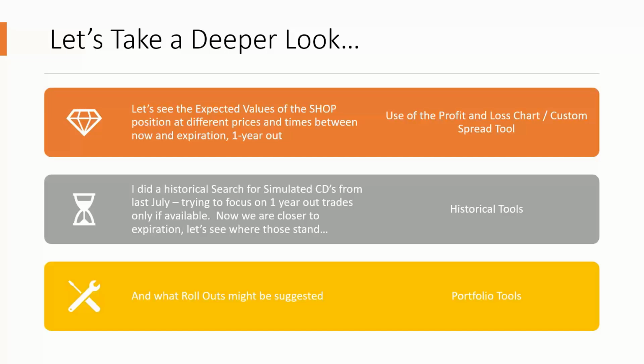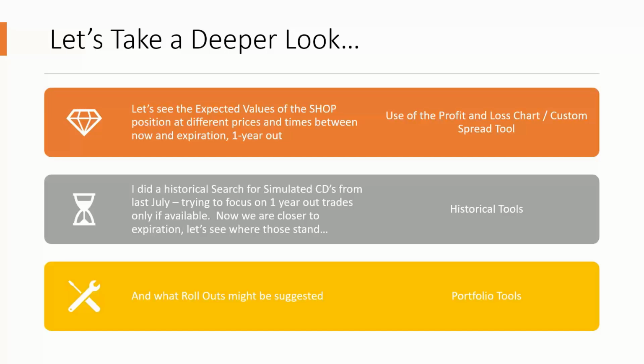Now I did a historical search for simulated CDs from last July, trying to focus on 1 year out trades only if available. Why? Because now those trades using the history are only 6 months to expiration. We've gone half the year and we have 6 months to June or July expiration. So let's see where those positions stand. And yes, I did choose one where the stock was up about 15 to 20%, I believe, and one where the stock was down about 15 to 20%.